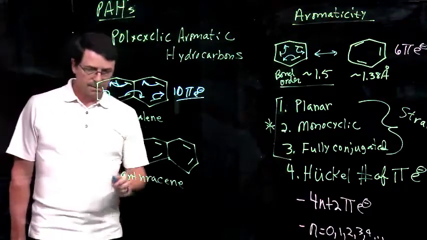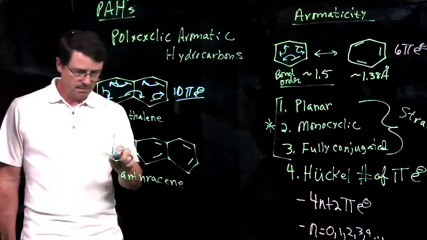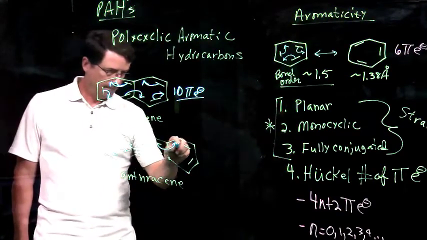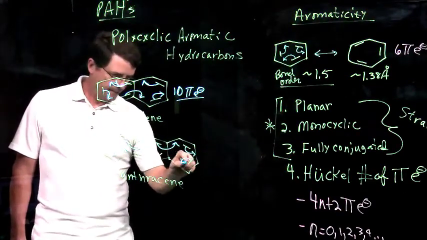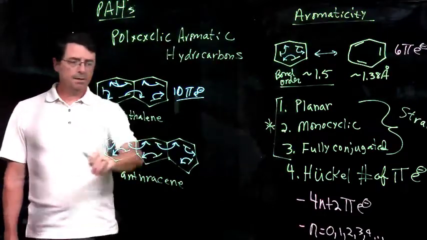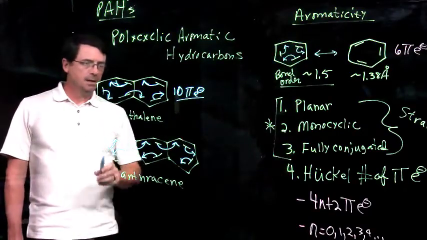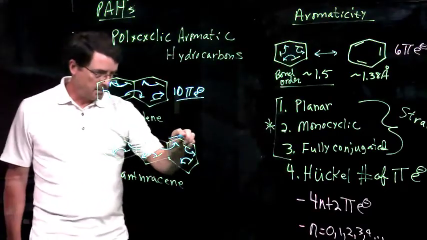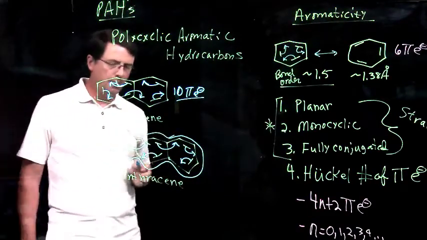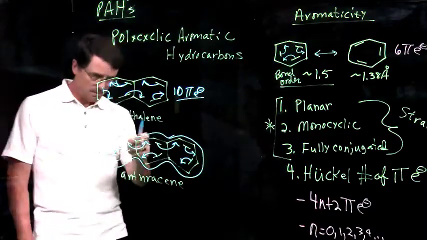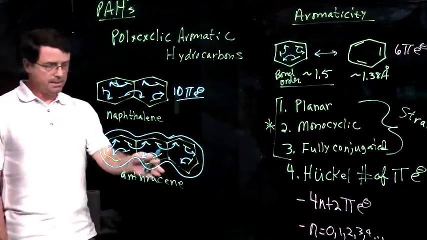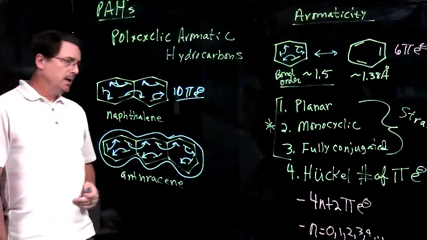The same thing with anthracene. It's fully conjugated. It's planar. Everything is sp2 hybridized. We have this outer ring that we can look at and consider kind of like our monocyclic if those fused bonds in the middle here didn't exist. And so we see that anthracene is also aromatic.